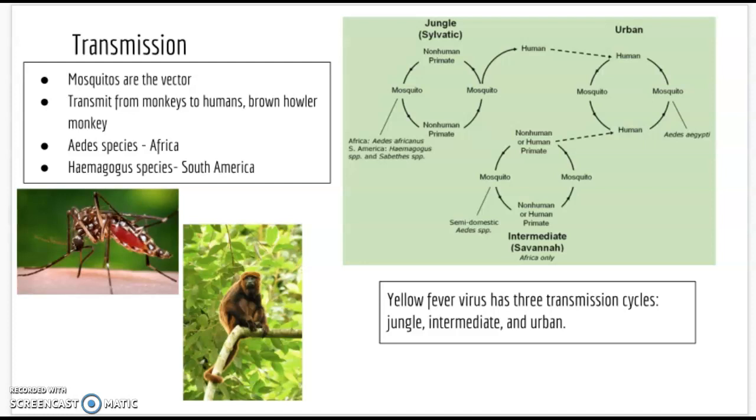In Africa, an intermediate cycle exists that involves transmission of the virus from mosquitoes to humans living or working in the jungle border areas. In this cycle, the virus can be transmitted from monkey to human or from human to human via mosquitoes. The urban cycle involves transmission of the virus between humans and urban mosquitoes, primarily Aedes aegypti. The virus is usually brought to the urban setting by a viremic human who was infected in the jungle or savanna.